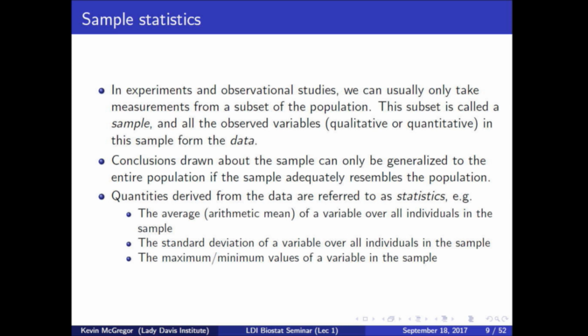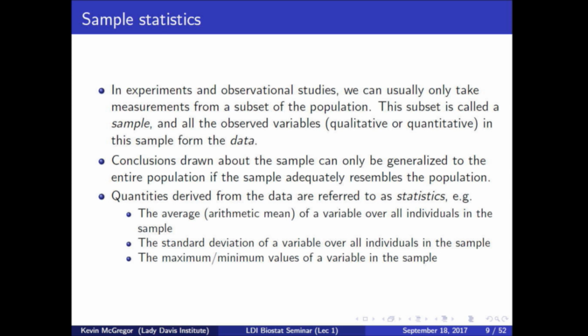Once we have our data and we start to calculate quantities of interest like means, medians, modes, standard deviations, these quantities are referred to as statistics. This is a very important point. A quantity that we calculate from our data is called a statistic, and the equivalent quantity calculated on the entire population is a parameter. It's a very important difference.